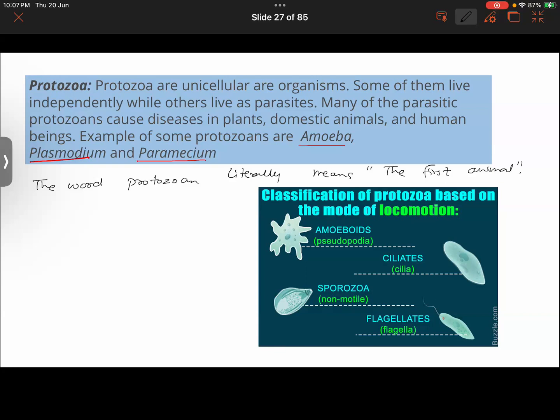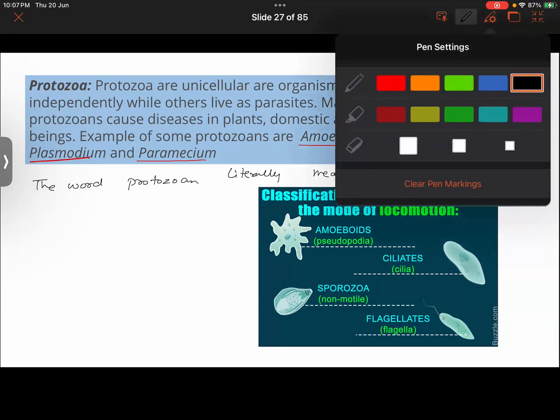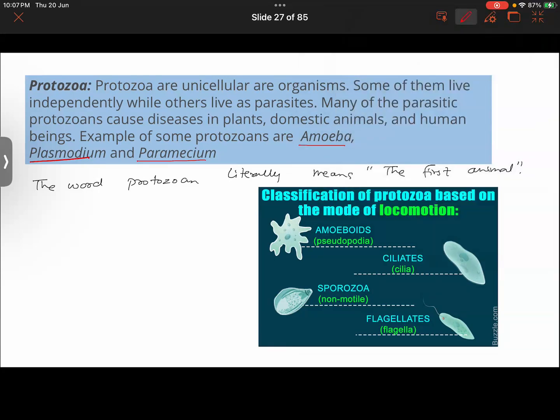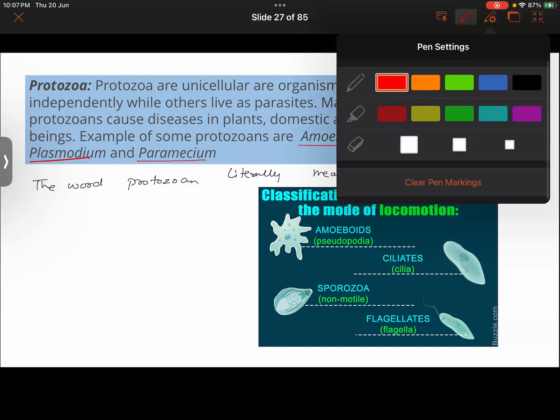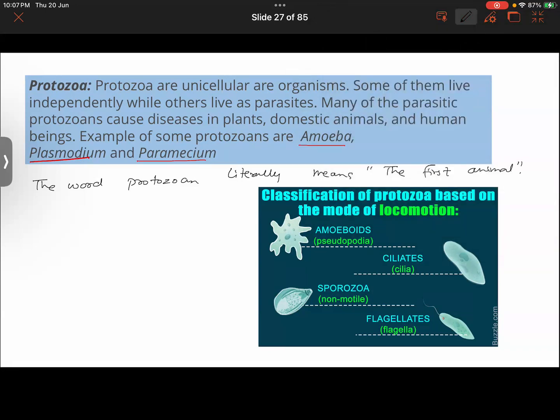So protozoa are said to be animal-like organisms. Right now, they are known to be animal-like organisms. Hope you guys have understood what we have discussed about protozoa so far. Let me quickly summarize the things we learned. First thing we learned is that they are unicellular. That is, their body is just made up of one cell.